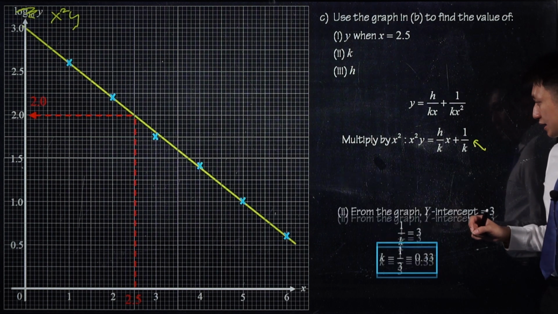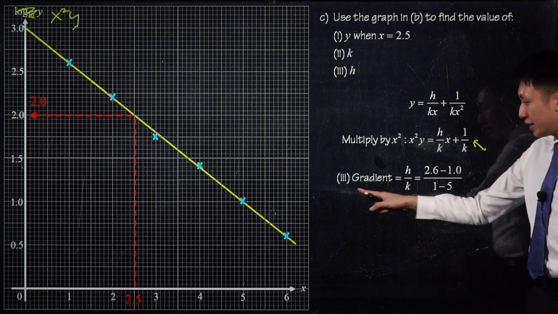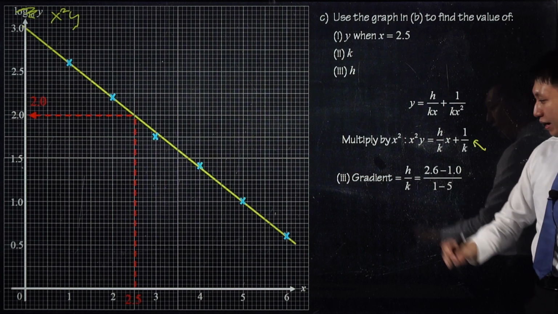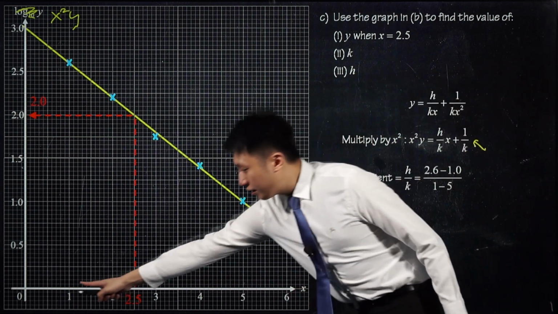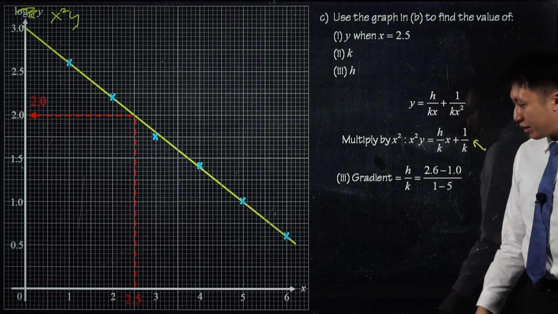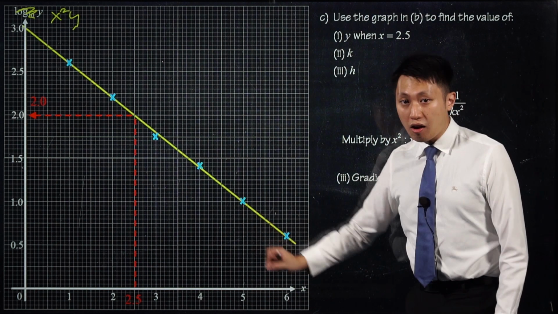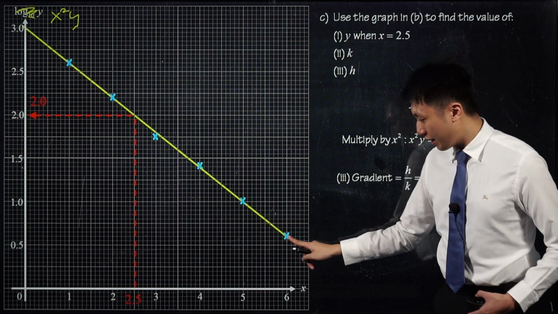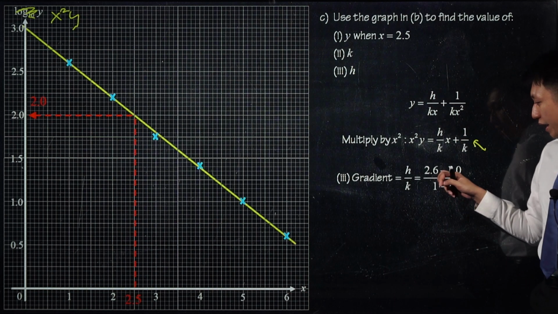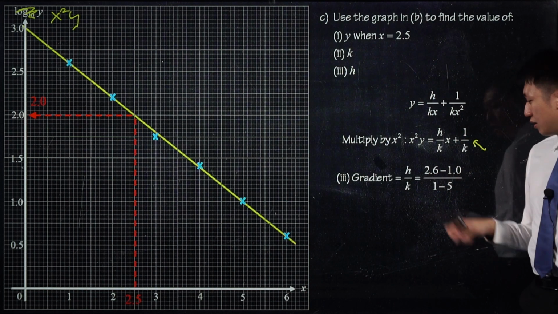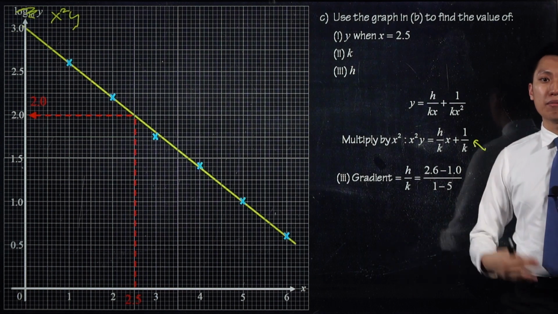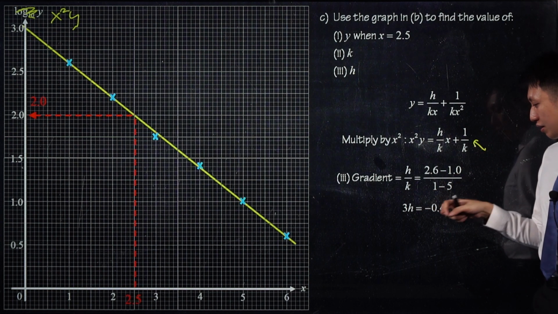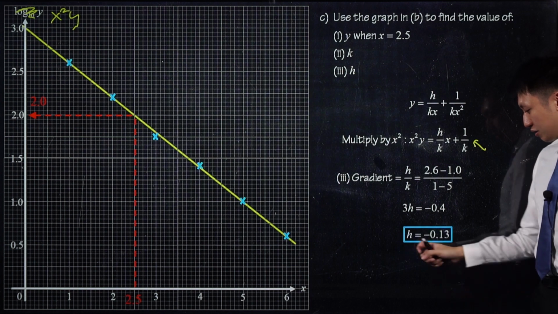All right. So next we're going to find h. Gradient. Again, we are going to use a point on the graph. We use a point on the graph, and you see we are using 1 and 5. 1 here and 5 here. For this case, it's slightly off, so we can use this one if it's plotted nicely over here. We can use this as well. Then it's 1 and 5. 2.6 minus 1 divided by 1 minus 5, that is y2 minus y1 divided by x2 minus x1. Then with the k substituted here, we will get this answer, and h will be -0.13.